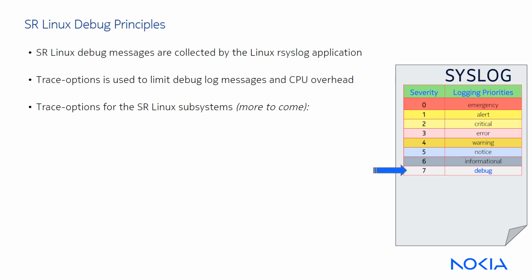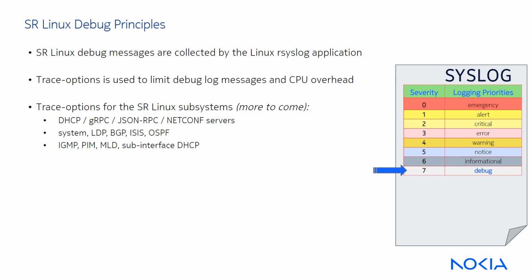Trace options are currently available for a wide range of SR Linux applications and will be added for additional ones in the future. The source of debug messages can be SR Linux hosted server applications such as DHCP, RPC, or Netconf servers. It can also include the system or protocol applications such as LDP, BGP, ISIS, or OSPF, the IGMP or PIM, as well as the sub-interface DHCP capacities, and the ARP and ND proxy tables.